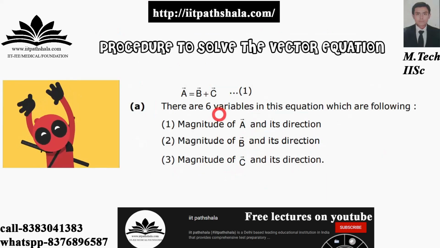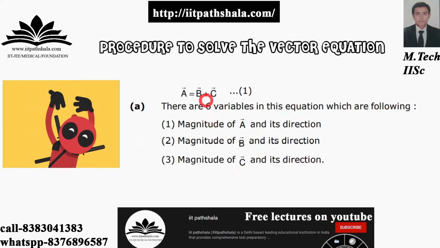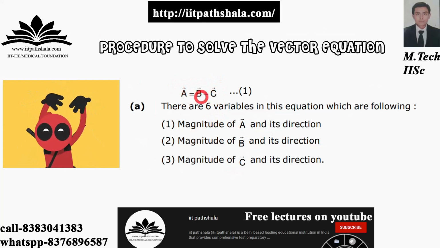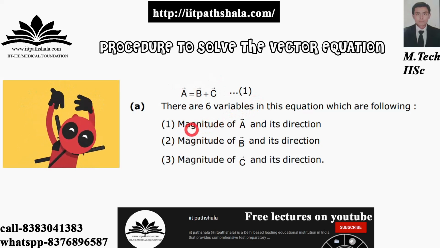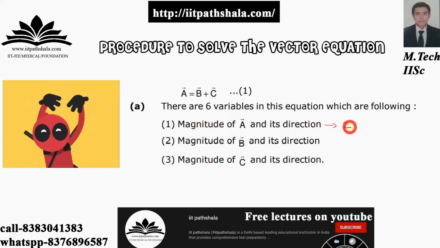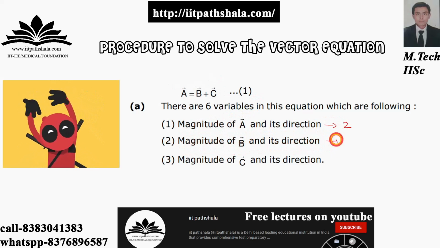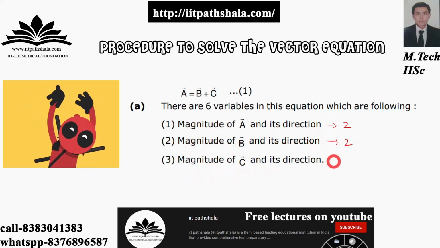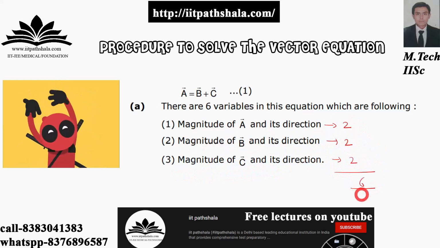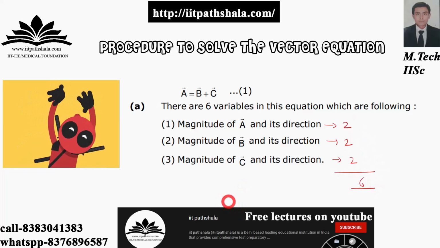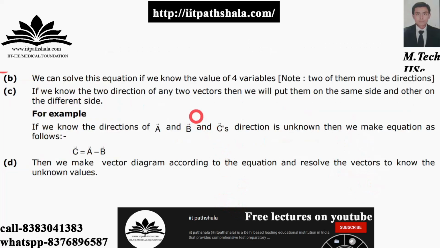Let us discuss the procedure to solve a vector equation. So let us have a vector equation as follows: a vector equal to b vector plus c vector. Now here you can see that there are 6 variables. Magnitude of a and its direction gives you 2 variables, magnitude of b and its direction counts up to 2 variables, and magnitude of c and its direction counts up to another 2 variables. So 2 plus 2 plus 2, there are 6 variables. Now we can solve this equation if we know the value of 4 variables, among which 2 must be the directions.